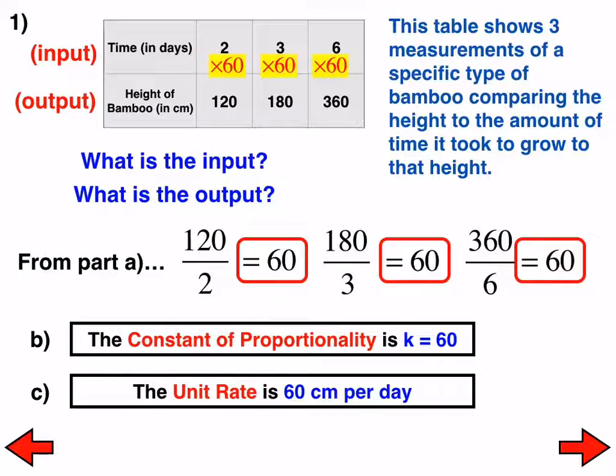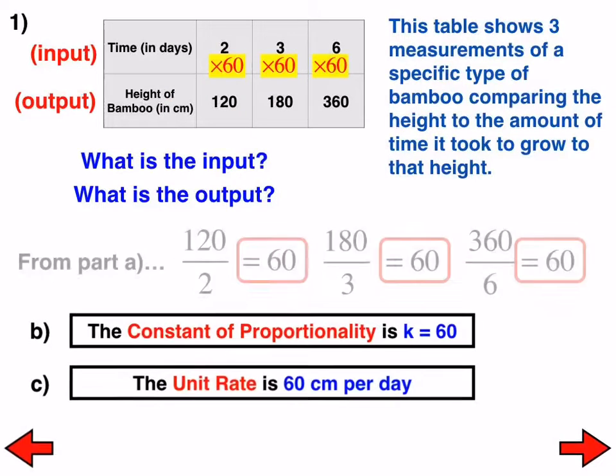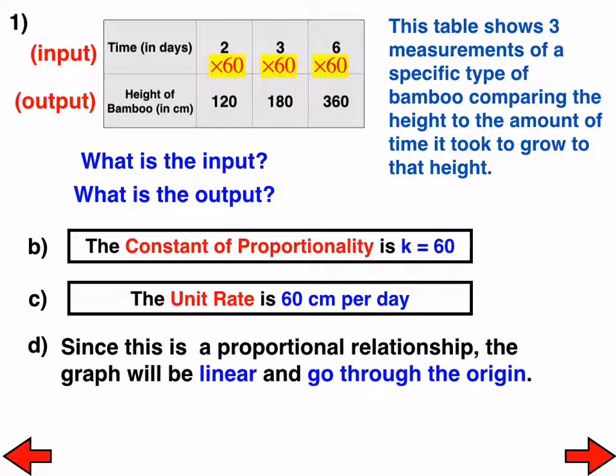The unit rate is 60 centimeters per day. The numeric part of it is the constant of proportionality. And since the output is in centimeters and days is what we're referring to in terms of time, that's how we get centimeters per day. Output per input. Next, since this is a proportional relationship, the graph would be linear and it should go through the origin. Now, I didn't make you graph that one, but if you did, that's what we would expect to see. A linear graph going through 0, 0.